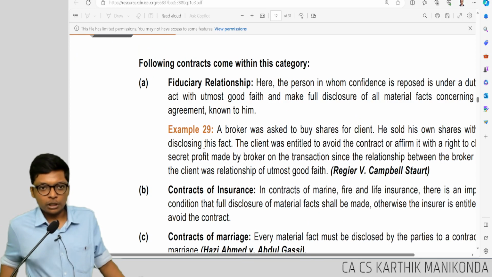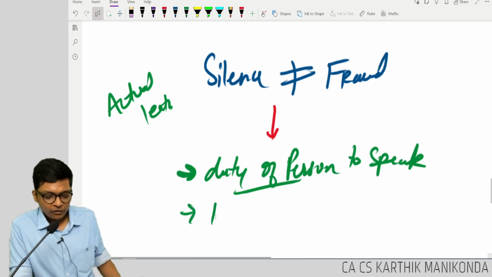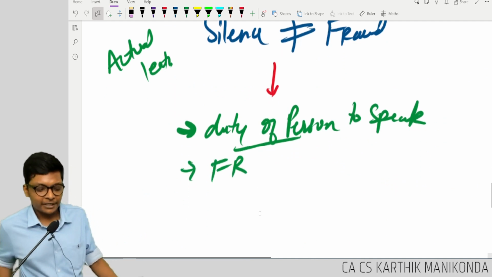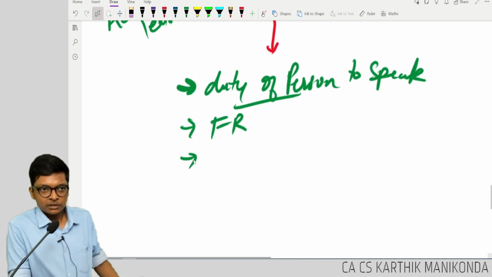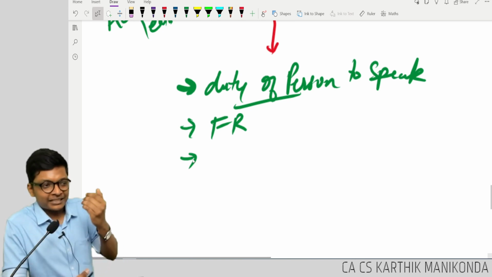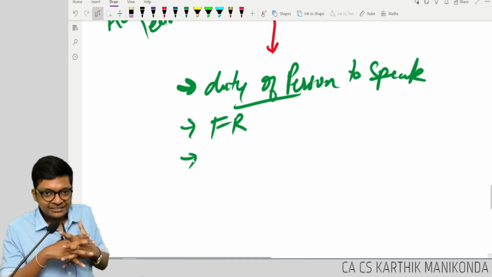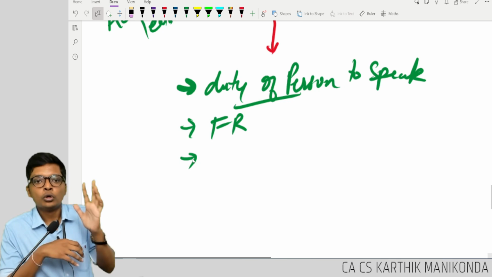Fiduciary relationship. Now, here why silence is equal to fraud? Why is it fraud, guys? Fiduciary relationship, anybody? Father and daughter enter into a transaction. Father will trust the daughter or daughter will trust the father. There, we don't have to check. So, because trust is there, silence is equal to fraud.